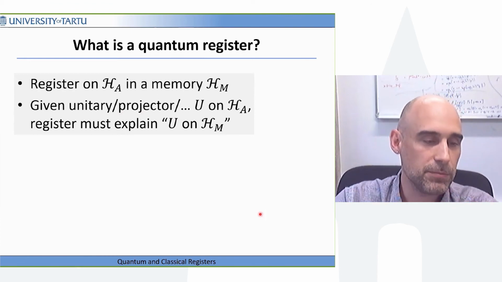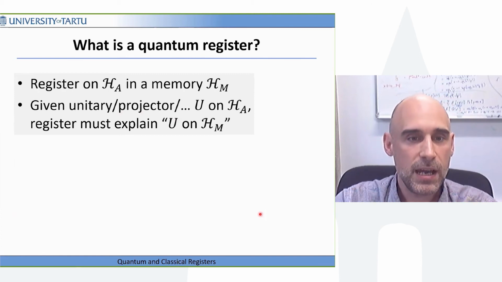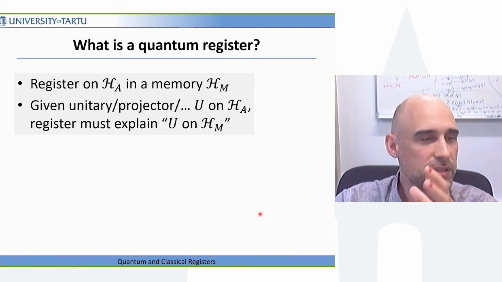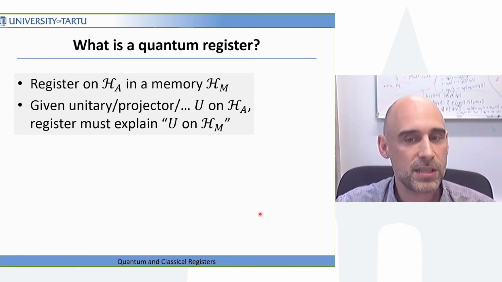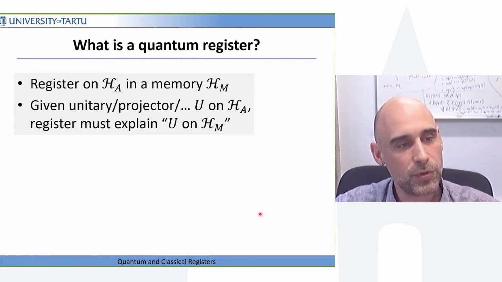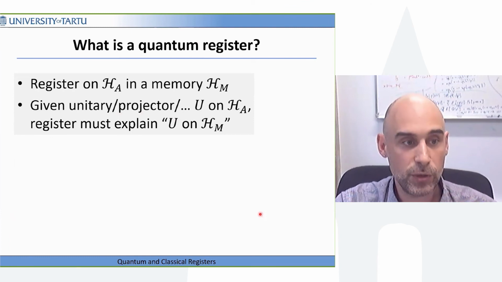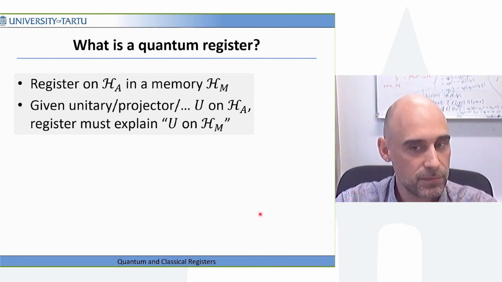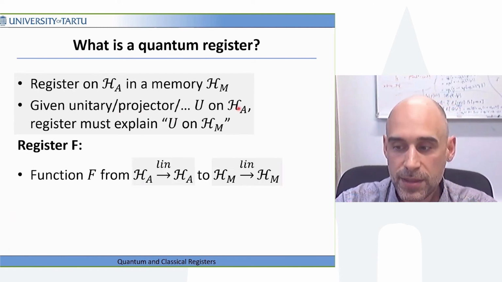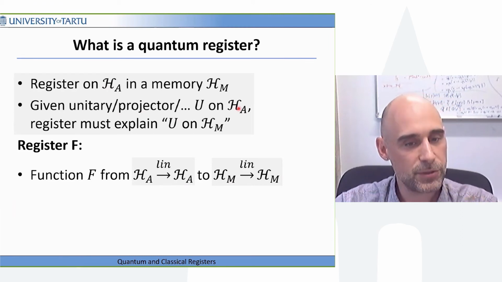So this could be, for example, C to the 2 if it's a 1-qubit register, and this could be a multi-qubit system. And any register should, given any unitary or projector or other operation on HA, on its space, tell us, or let's somehow derive, what it means to apply U on HA. So what does it do? What would this operation then do to the whole space? If I apply U to the register F, what would this do to my whole quantum system? And it turns out this allows us to define what registers are.